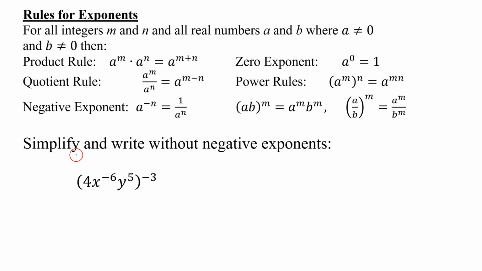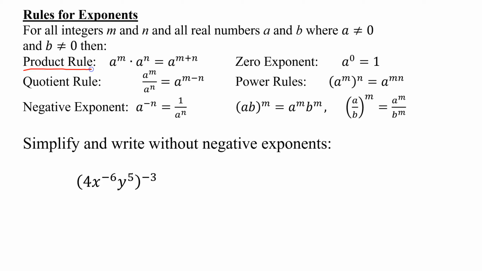In this example, I need to simplify and write without negative exponents this expression here, where I have the quantity 4x raised to the negative 6 times y to the 5th, and that whole expression is raised to the negative 3rd power. Now, there are several different ways I can do this problem, but first of all, looking inside the parentheses, can I combine anything?